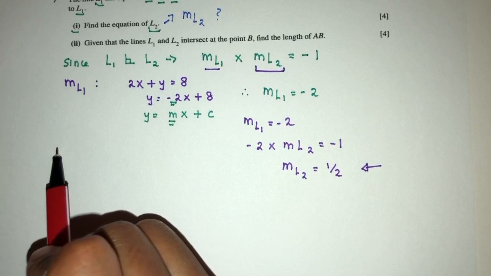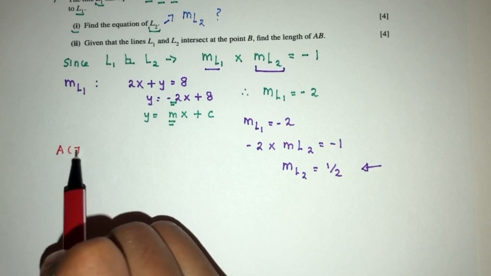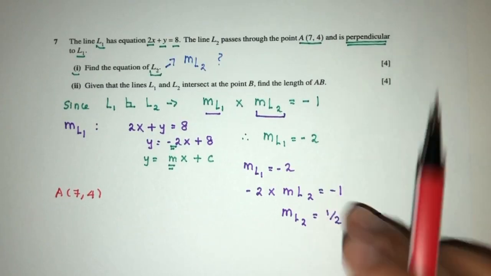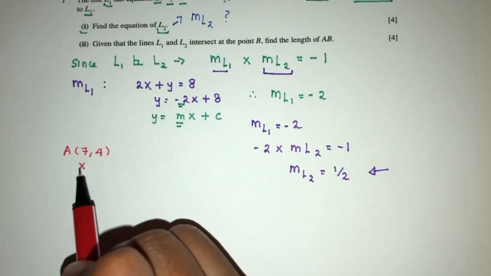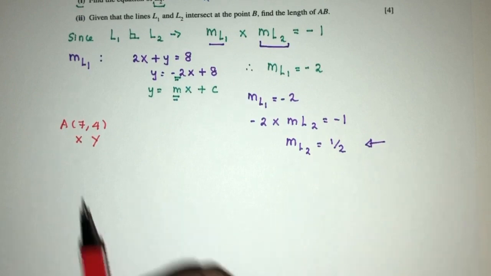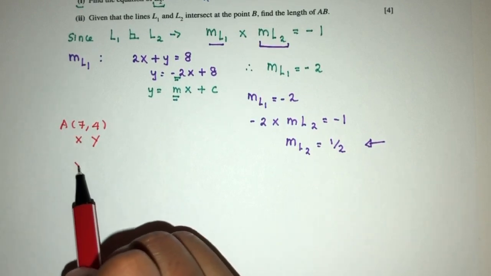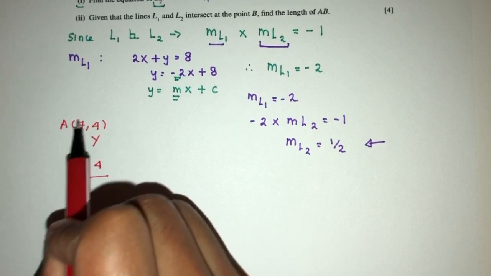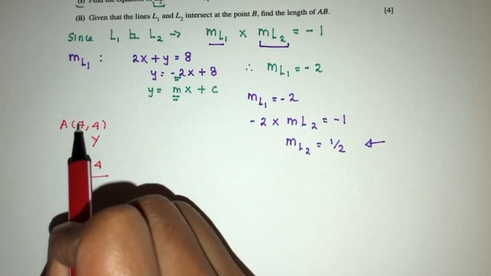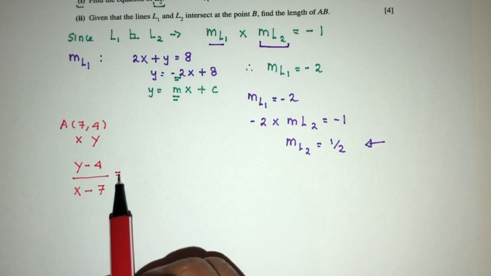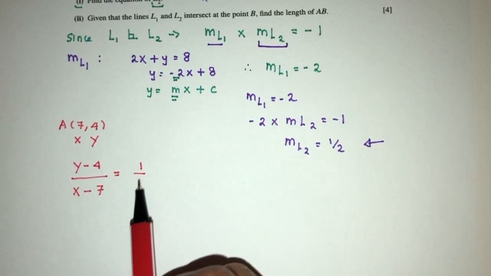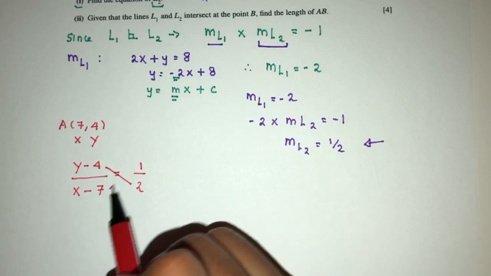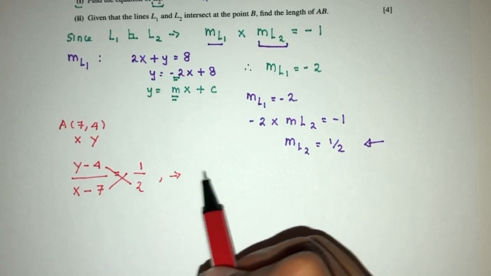So we know the gradient, we know the passing point, which is 7, 4 given to you by the question, right? Passing point right here. This is my x value, my y value over here. So to find the equation of a straight line, we take the y value, we minus the corresponding y value over the x value minus the corresponding x value. That will be equal to the gradient, which is half. Then we just have to cross multiply and simplify. Bam and bam. So that will give you what?